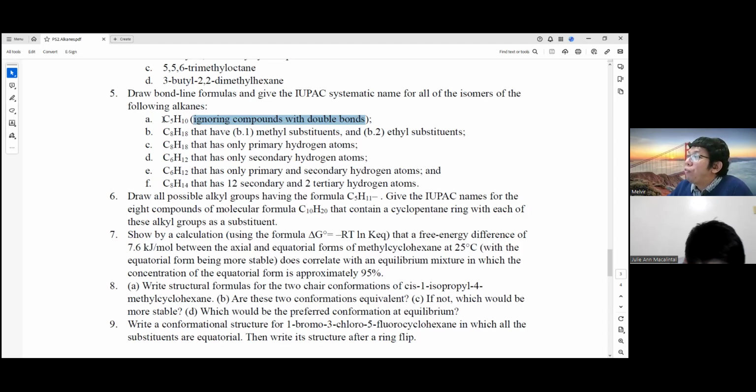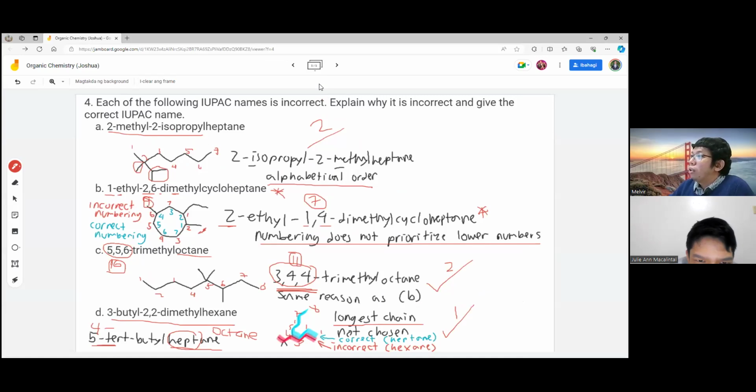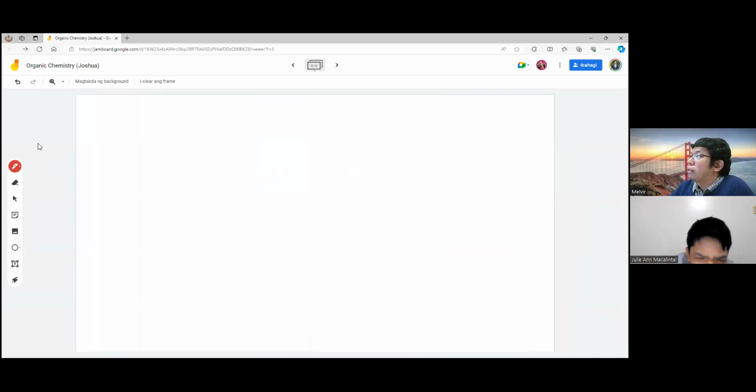Okay, we'll go first with 5A. Go ahead, Josh. Draw your isomers in our Jamboard. You just create another frame. 5A first, okay? Draw bond line formulas for all of the isomers. But this one is C5H10. Some of the others are small ones, actually. Look, those are small compounds, C5H10. Your biggest is F. But look at F, there are already conditions. Like C, D, E, F have conditions.